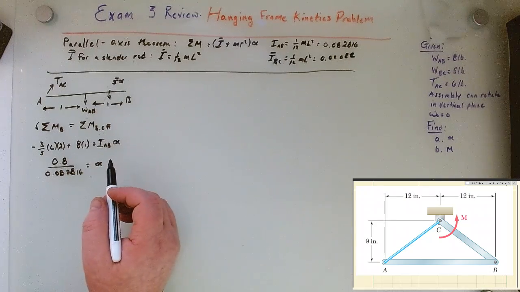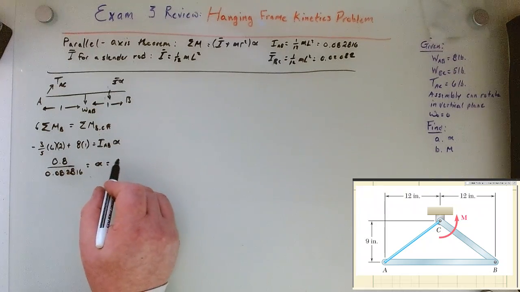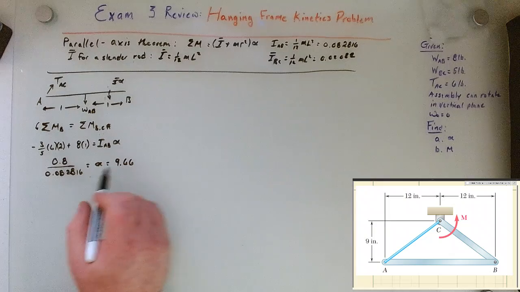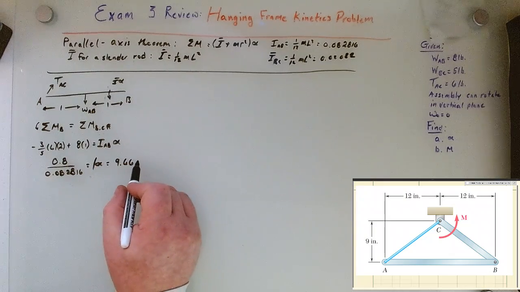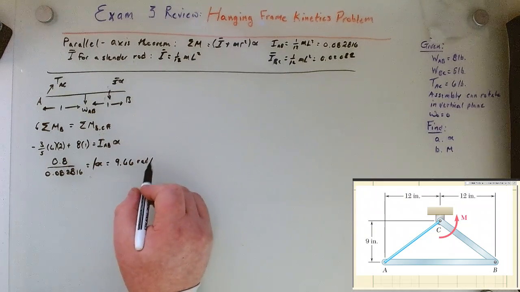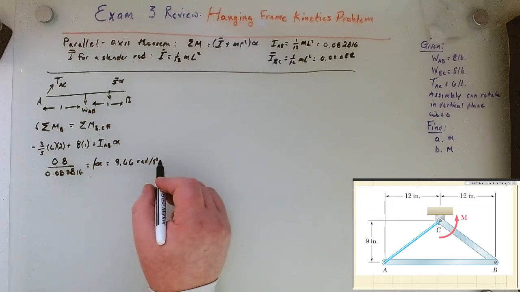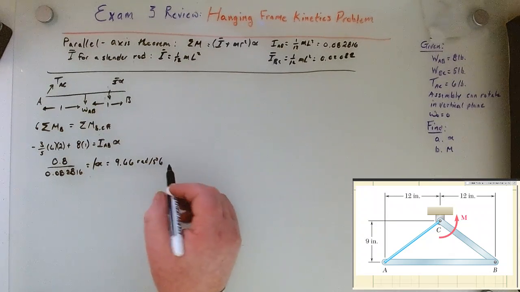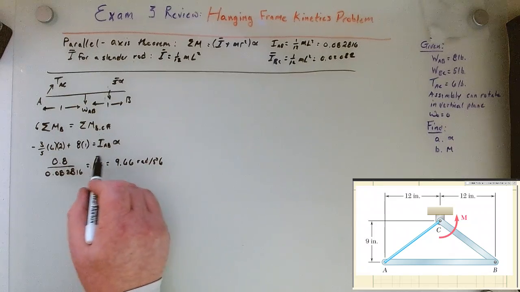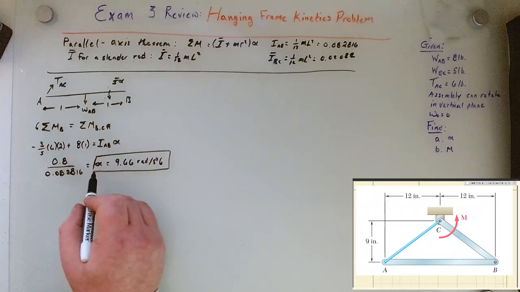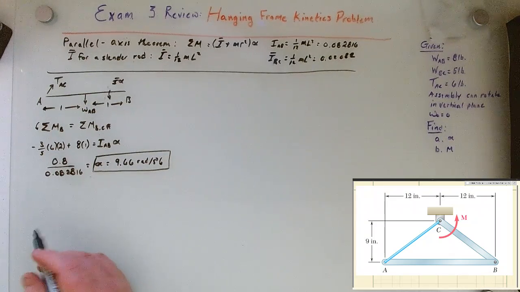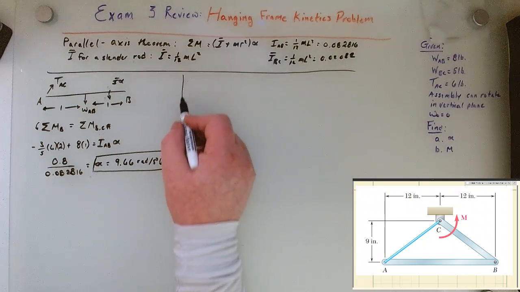Then this actually is going to equal 9.66. And this is radians per second squared in this direction. Okay. All right. Now for B.